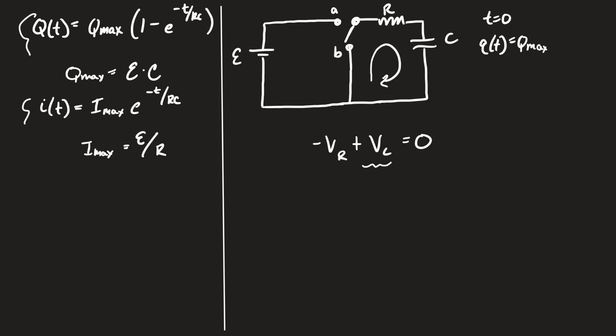Now, from here, everything we did from yesterday should be about the same. We're going to have negative IR plus Q over C equals 0. So then we're going to have negative dQ/dt times R plus Q over C equals 0. And now we must go through the process of separating our derivative in order to be able to solve this differential equation. The fact that it equals 0 makes this one a lot easier.